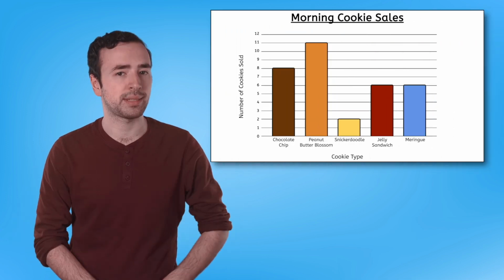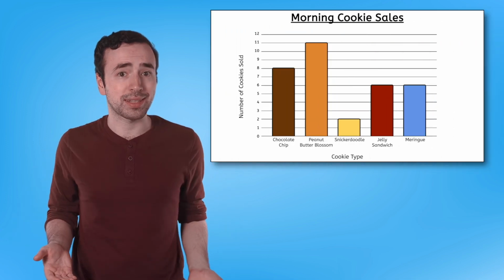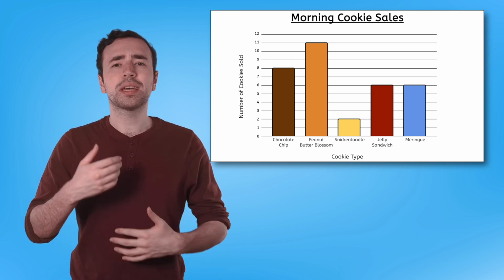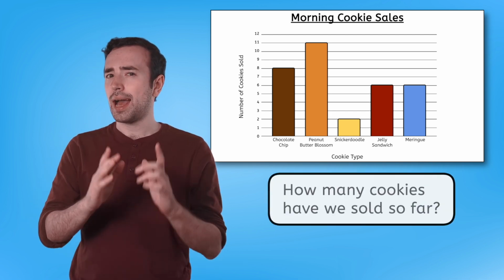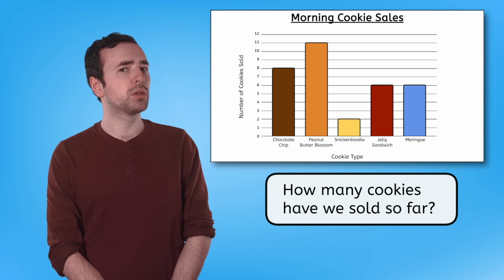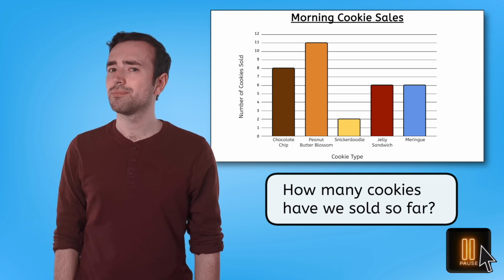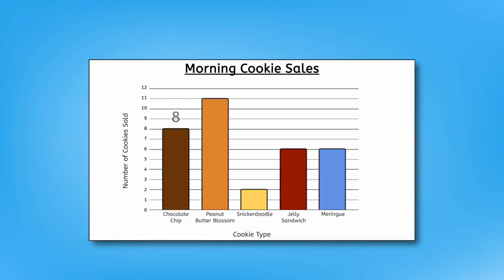A big reason for graphing data is to understand the information being collected, like our morning cookie sales. We're only an hour into the bake sale, but by analyzing or carefully examining the data, we can discover more details. So, how many cookies have we sold so far? Pause here to record your thinking in your guided notes. We can add 8, 11, 2, 6, and 6 for a total of 33 cookies sold so far today.